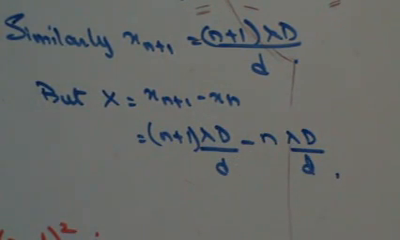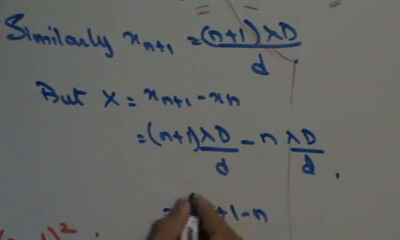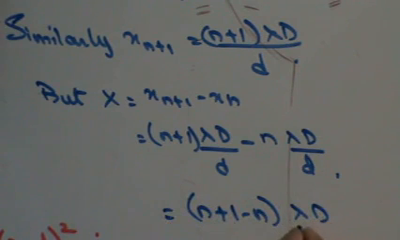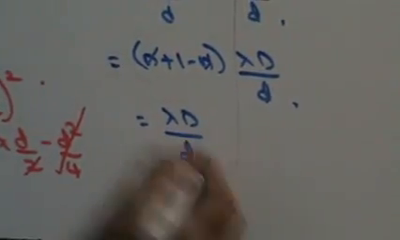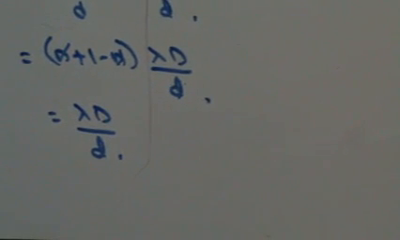Lambda d by d gets cancelled, common, so I'll get n plus 1 minus n, take lambda d by d common, so I'll get this fringe width is equal to lambda d by d. Do we get this thing clear? So the fringe width, or the bandwidth between two consecutive bright bands, is lambda d by d.